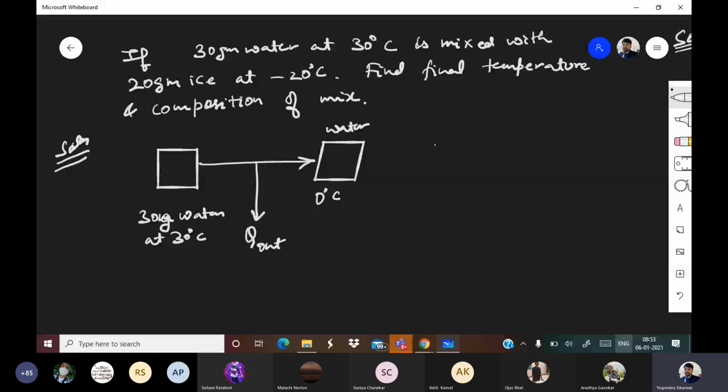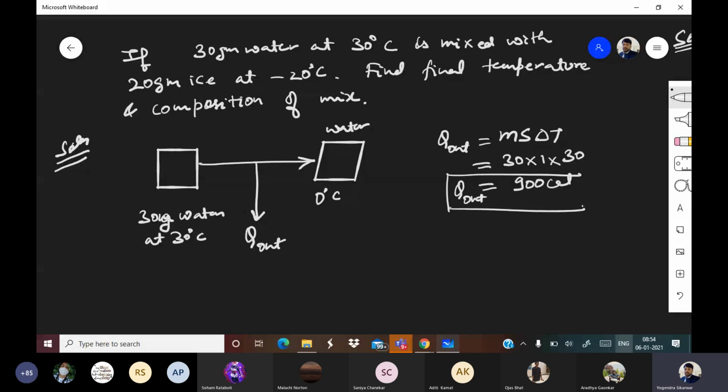So how much will be Q out? Q out will be m s delta T. M is 30, S is 1, and delta T is again 30. So the heat released is 30 into 30 is 900 calorie. So this is Q out. Okay, good.